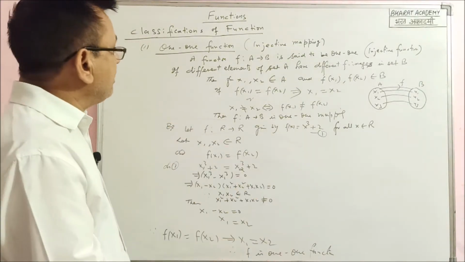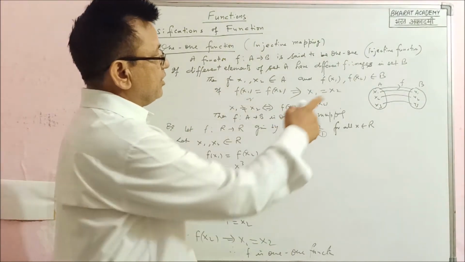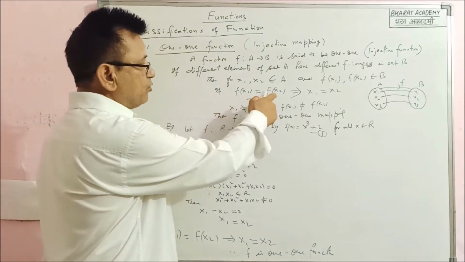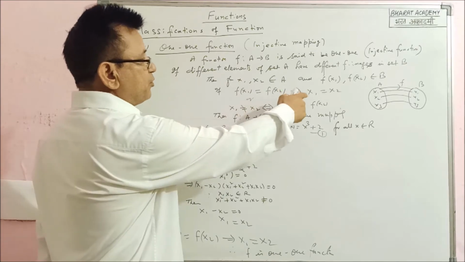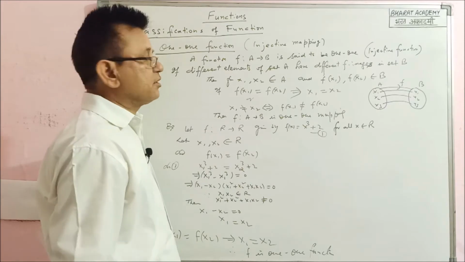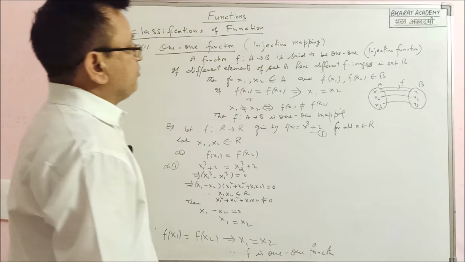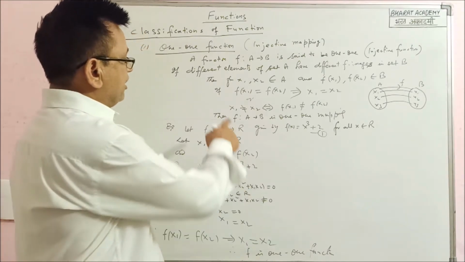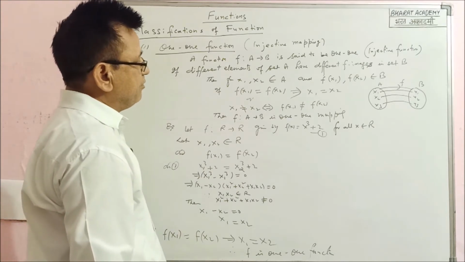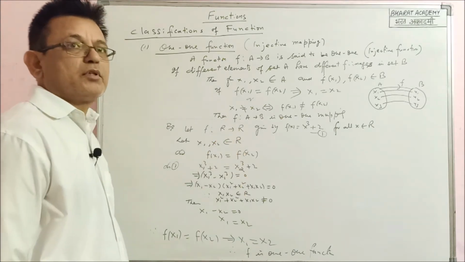For example, if x1 and x2 belong to A, then f(x1) and f(x2) will also belong to B. If we take f(x1) equal to f(x2) and if we prove that x1 equal to x2, it means the function will be 1-1. If the function values are equal, the values of the variables should be equal. Equivalently, if x1 is not equal to x2 implies f(x1) is not equal to f(x2), then again it means f is a 1-1 function.